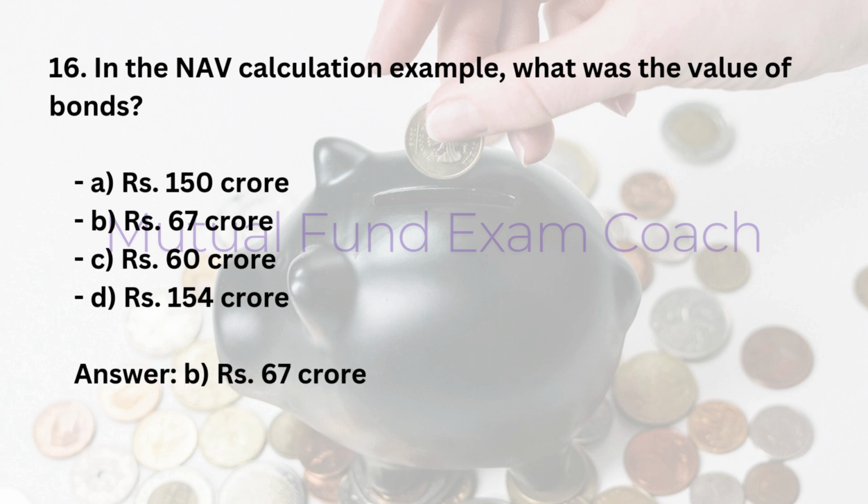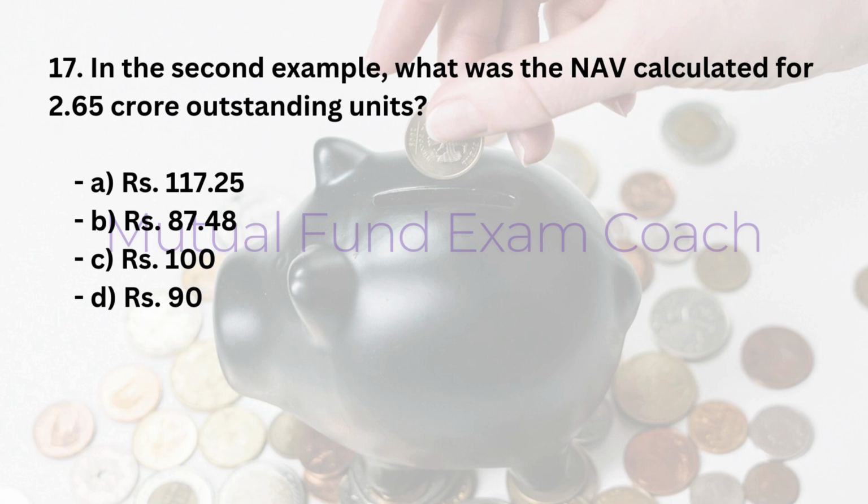17. In the second example, what was the NAV calculated for 2.65 crore outstanding units? A. 117.25 rupees. B. 87.48 rupees. C. 100 rupees. D. 90 rupees. Answer, B. 87.48 rupees.